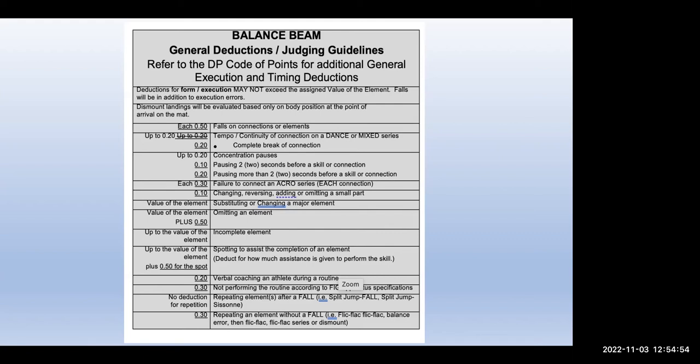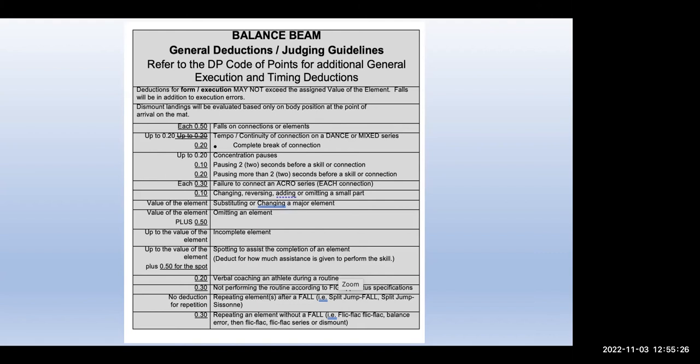Concentration pause is the same. Failure to connect an acro series, each 3/10. Well, there isn't an acro series in the 8-year-olds, although you have the handstand back walkover. But when you get to the back handspring in the 9 and 10-year-olds, those are major things that you will be taking the 3/10 for if they're not connected. I just did want to point out that this is not an optional deduction. You don't have that deduction in optional routines.